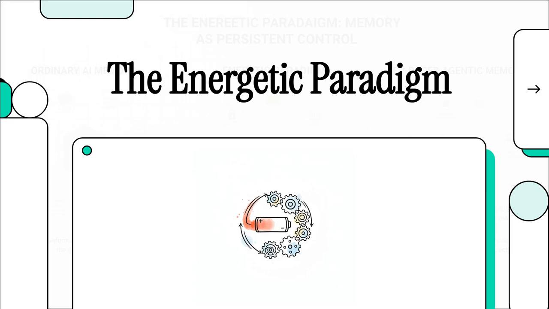Welcome to this explainer. Today, we're going to calmly and methodically unpack a pretty fundamental shift in how artificial agents might actually remember. We'll be looking at a conceptual framework known as the energetic paradigm. The core idea here is that we really shouldn't be viewing an AI's memory as just passive storage, like a digital filing cabinet full of text. Instead, we need to completely reconceptualize memory as a system of persistent control.